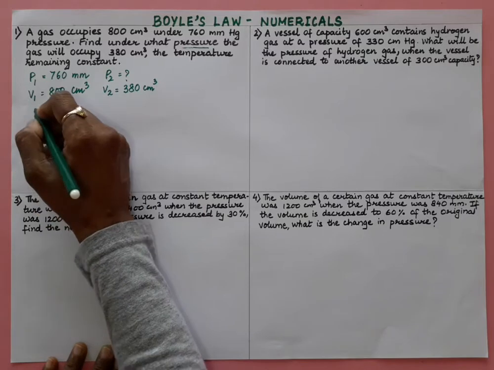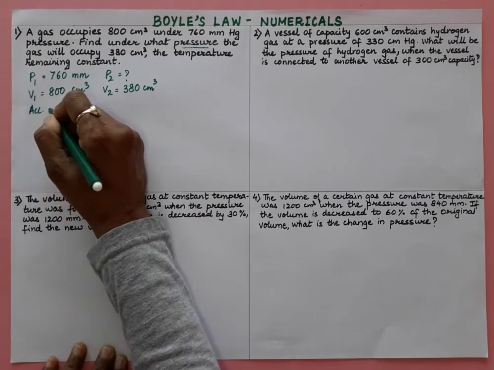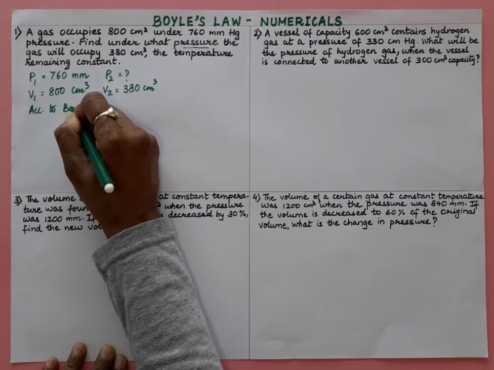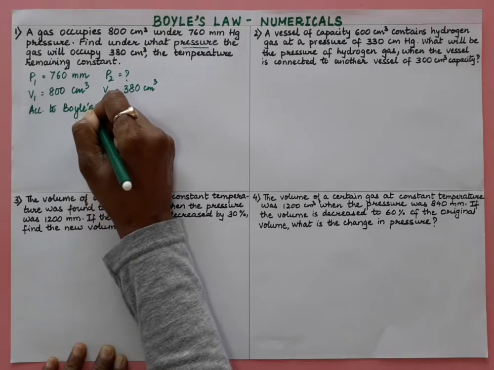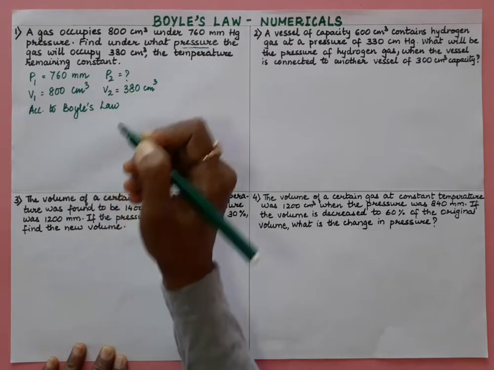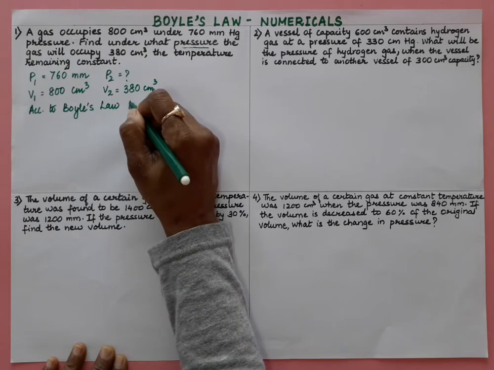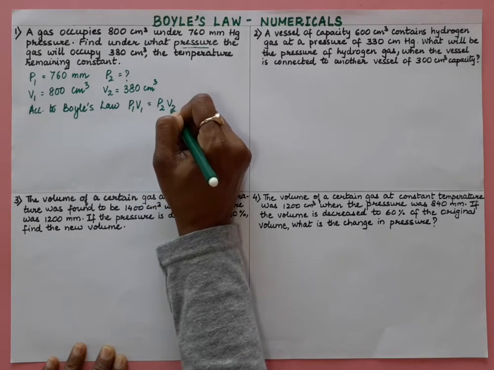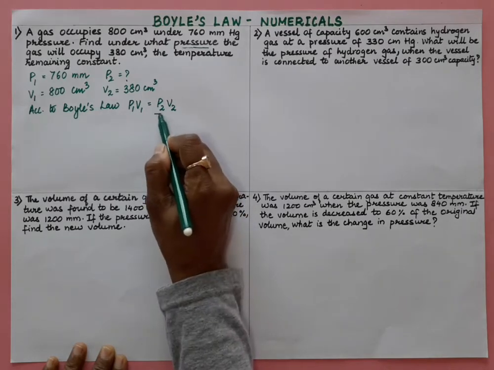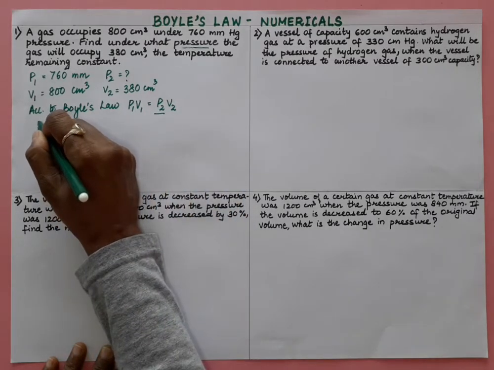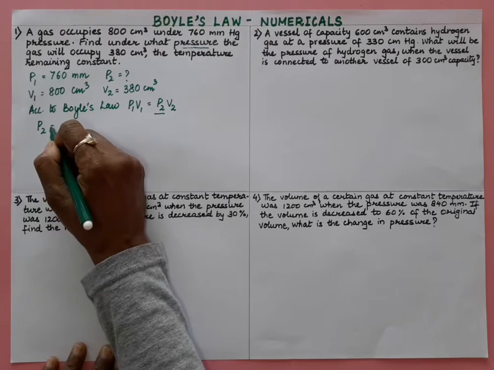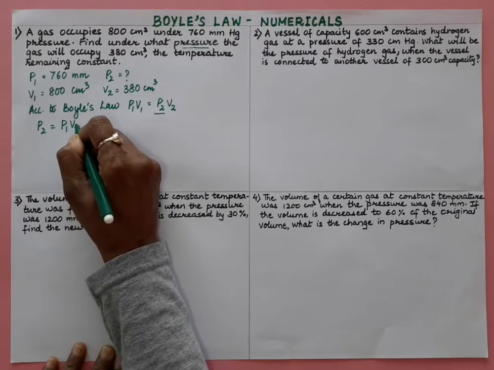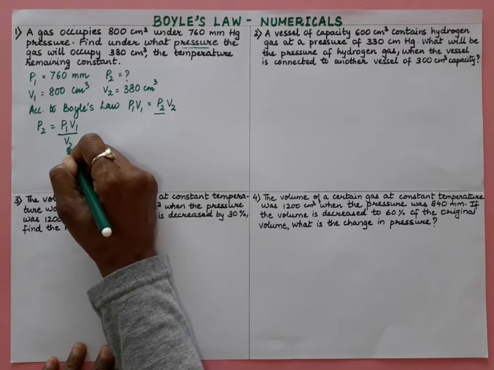Now, according to Boyle's law, what is the relationship between P and V? The equation we have to understand is P1 V1 equals P2 V2, right? Now what do we have to find? We have to find P2. So let us formulate P2. Here P2 equals P1 V1 upon V2, right?